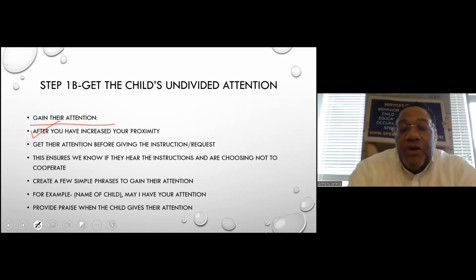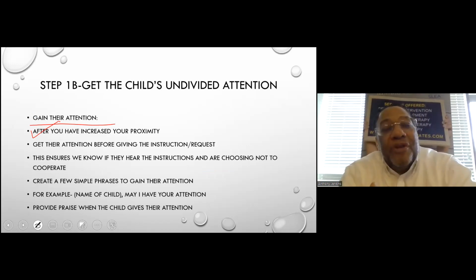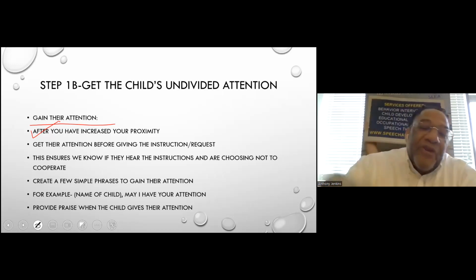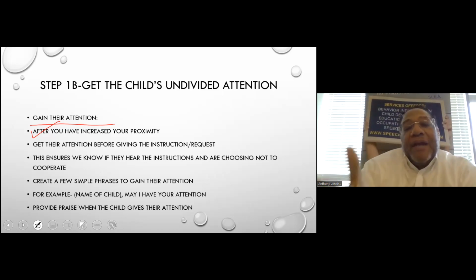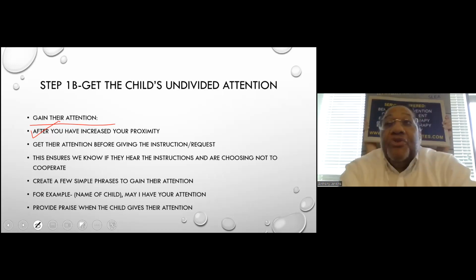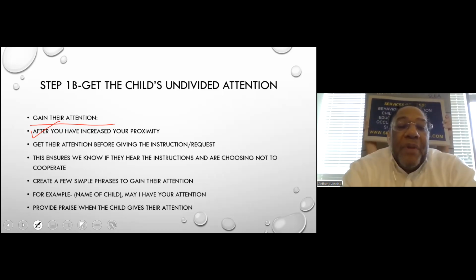So after you've gotten close enough, then you can come up with some phrases. Sometimes it's better to have cute phrases. Sometimes it's better to have a little ritual, like a fist bump or a high five, a special handshake. And that lets them know, okay, now we're together, we're simpatico. I'm going to be giving you an instruction. But you definitely want to make sure you have eye contact. You definitely want to make sure that they're dialed into what it is you're going to say next.